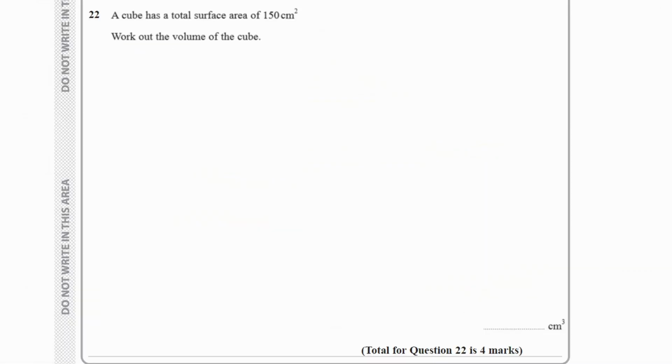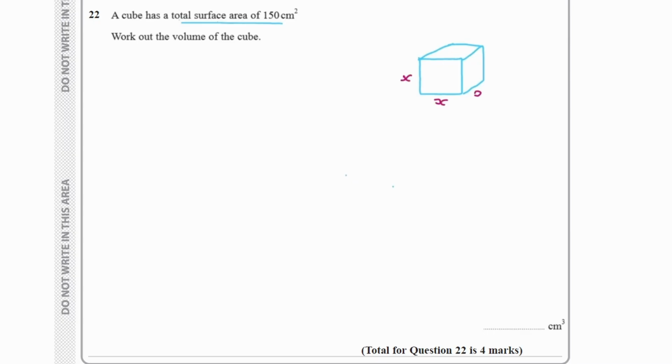Number 22. A cube has a total surface area of 150 centimeters squared. Work out the volume of the cube. So the only information that we've been given about the cube is that the total surface area is 150 centimeters squared. In order to find the volume, we need to know what lengths the cube is. And we know that in a cube, all the side lengths are equal to each other. And because we do not know what the side lengths are, we could just call them x for now.